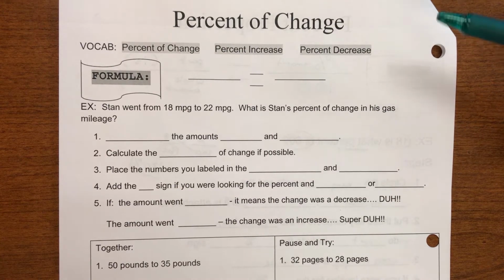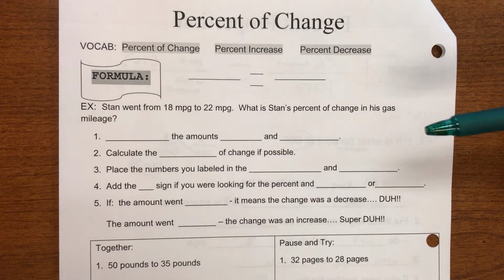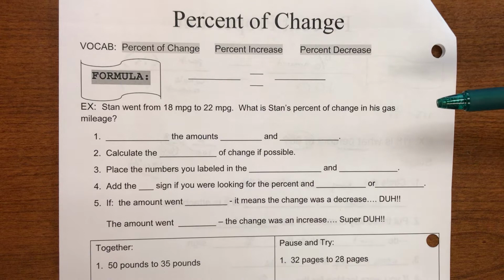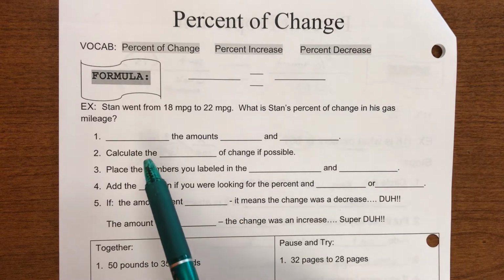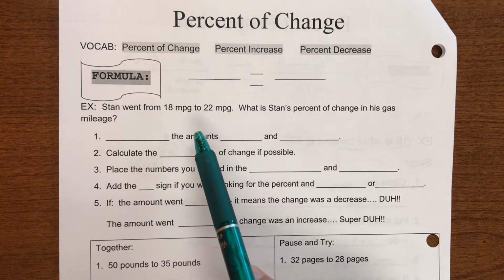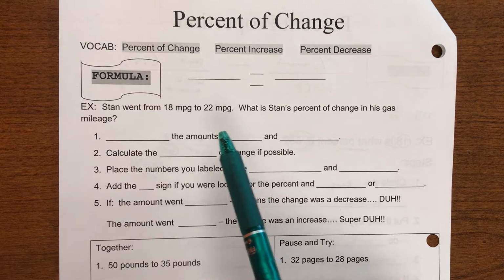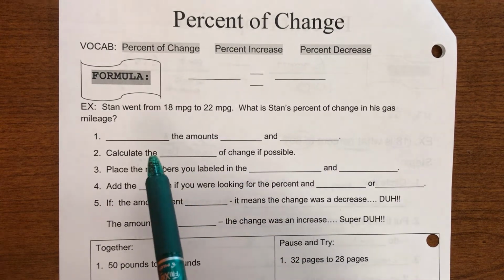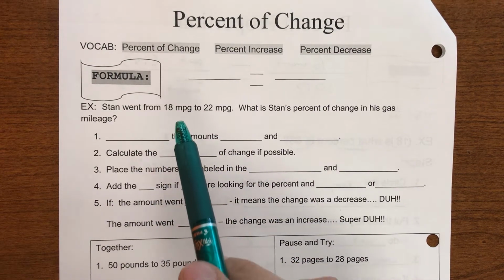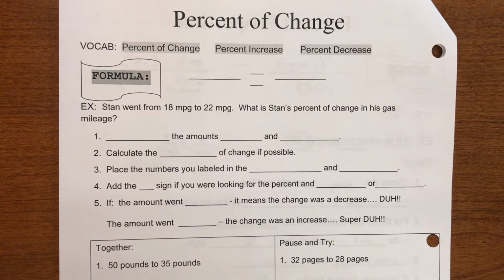So first of all, percent of change. Really, it's what it sounds like. It's the percent that something changes. So for example, in the problem here, it says that Stan went from 18 miles per gallon to 22 miles per gallon. I don't really know how a person changes gas mileage, but we'll go with the problem here. So he started at 18, but then he changed to 22. And what we get asked a lot of times is, what was the percent of his change?